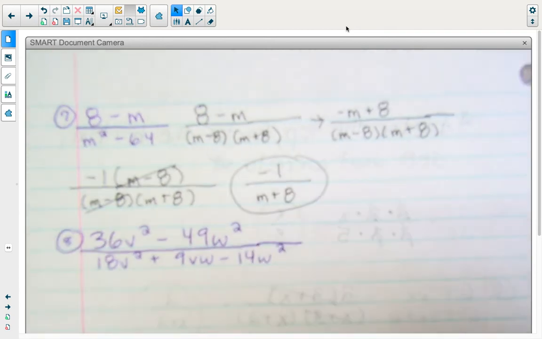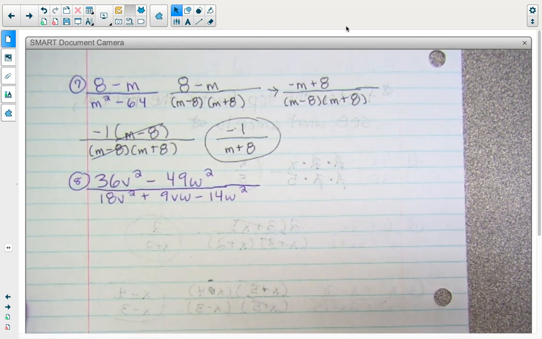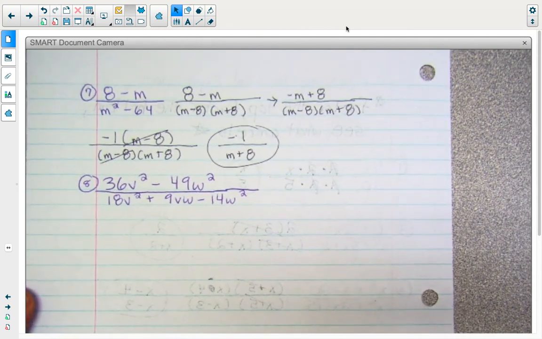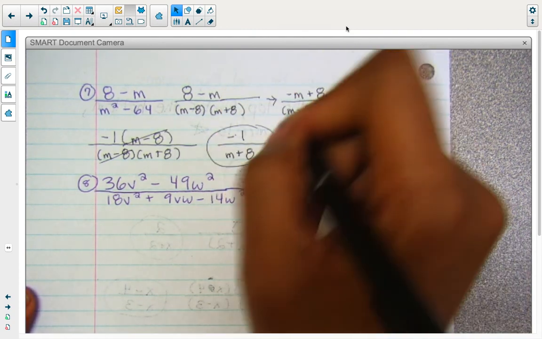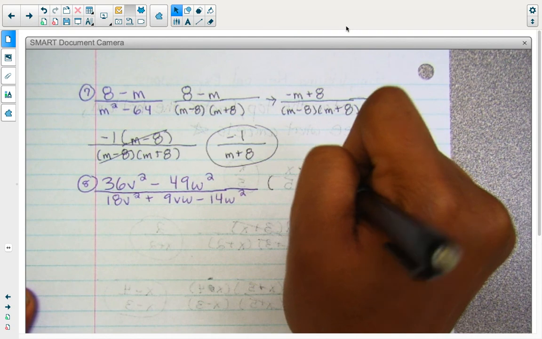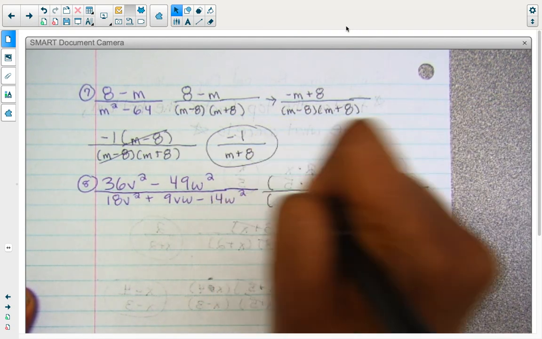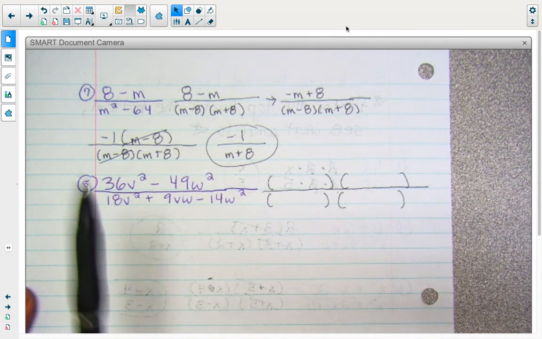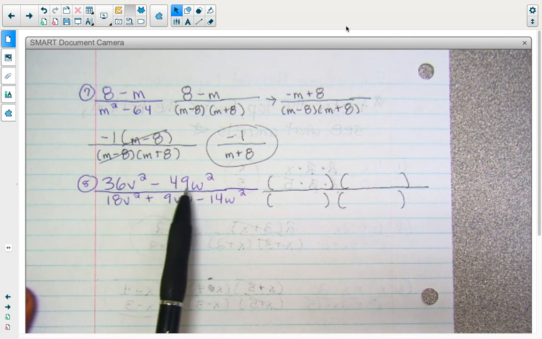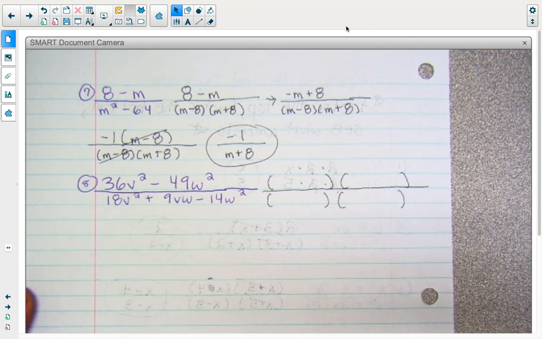Last one, a little bit of a challenge problem here. This one's a little harder, but we can tackle it together. We're going to factor the top for number 8 and then factor the bottom. So I'm going to go ahead and set up my parentheses. These are perfect square numbers. So since these are perfect square numbers, they're going to factor into the same expressions, except it's going to be a plus or minus in the middle.